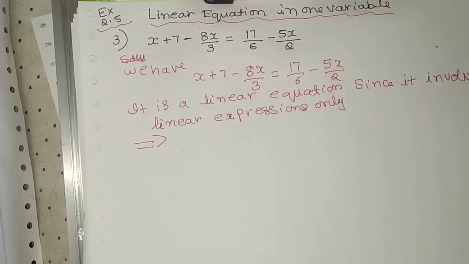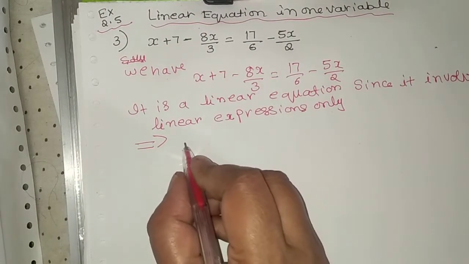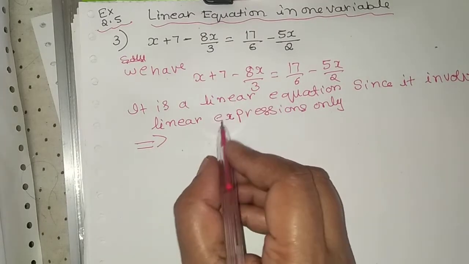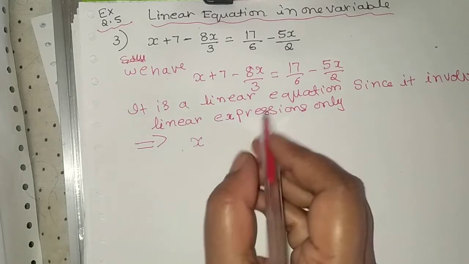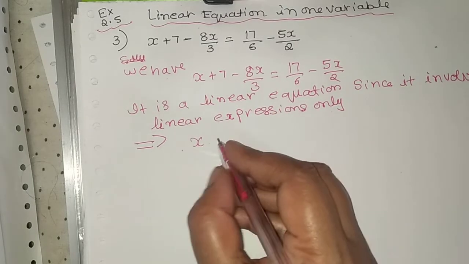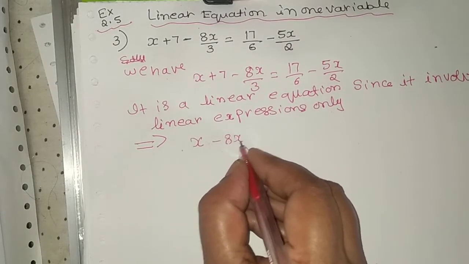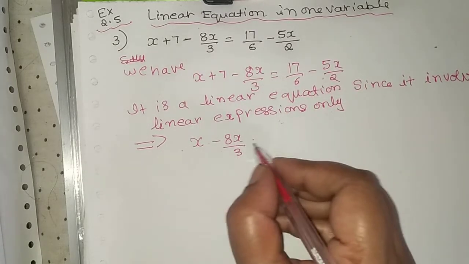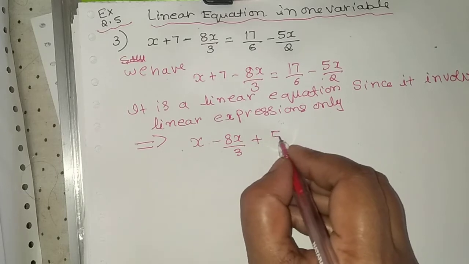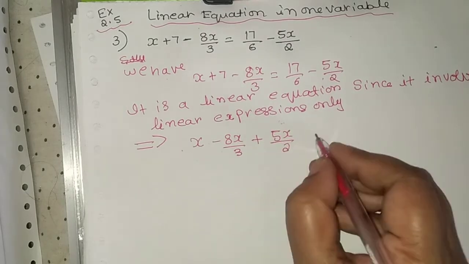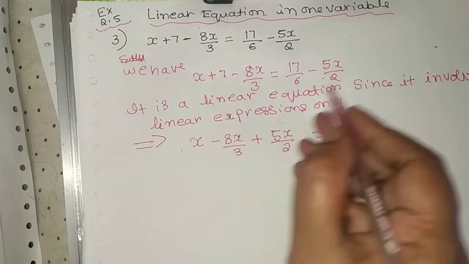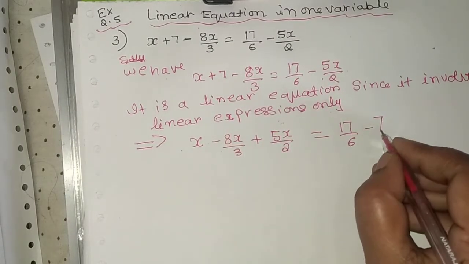Therefore, next step is, write all the x on one side, that is x here, then minus 8x by 3, minus this one will become plus this side. Therefore, this becomes 5x by 2, which is equal to, here write down 17 by 6 as it is, and 7 comes this side, then it will become minus.